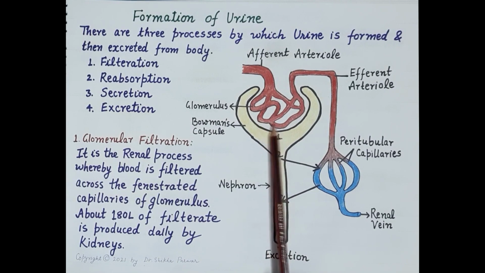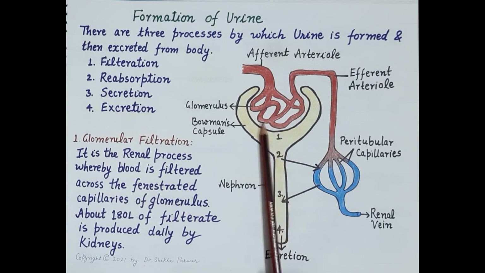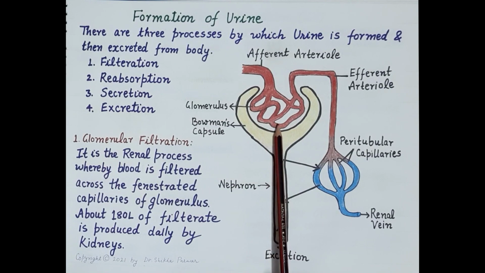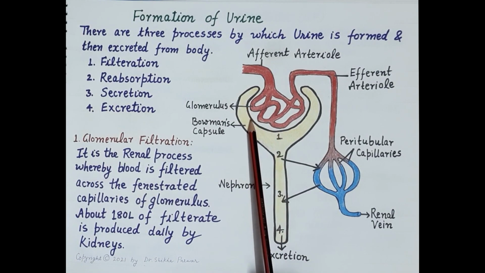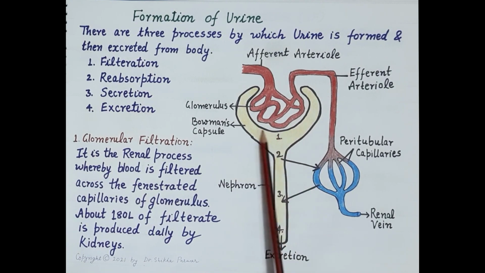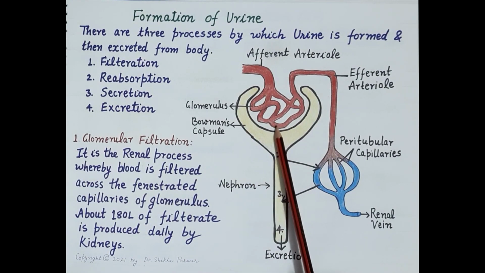These substances which can be filtered pass through the fenestrations, or pores, of the glomerular capillaries, then through the basement membrane, and finally through the visceral layer of the Bowman's capsule, and the filtrate is drained into the lumen of the tubule. So, the filtered fluid in the tubule is termed the filtrate.